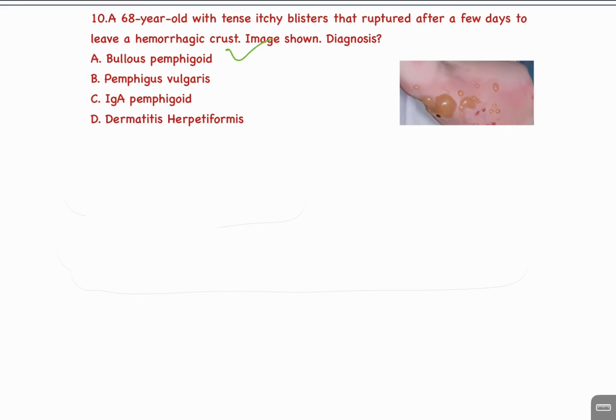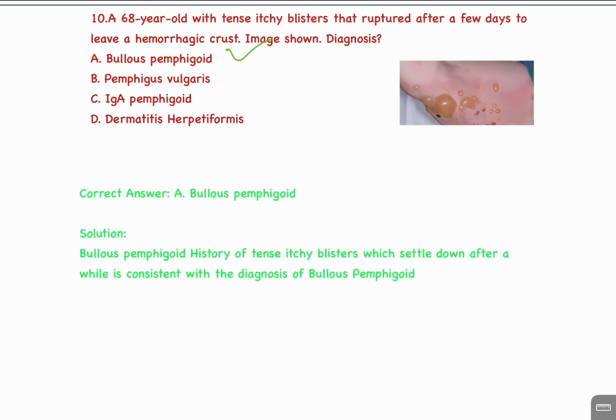Bullous pemphigoid. A history of tense itchy blisters which settle down after a while is consistent with the diagnosis of bullous pemphigoid.